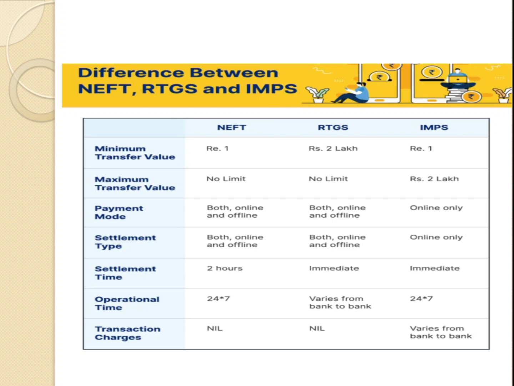Next, payment mode. NEFT can be done both online and offline. RTGS can also be done both online and offline, but the immediate payment system can be done only online. Next, settlement type. NEFT can be made both online and offline. RTGS also accepts both online and offline, but IMPS accepts only online. Next, settlement time. The NEFT settlement time is up to 2 hours. In RTGS, the fund can be transferred immediately. In the immediate payment system, the fund can also be transferred immediately.